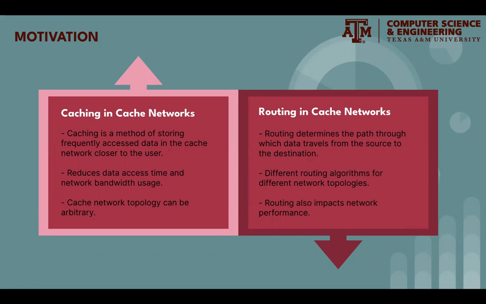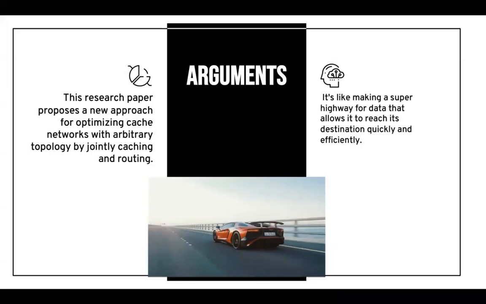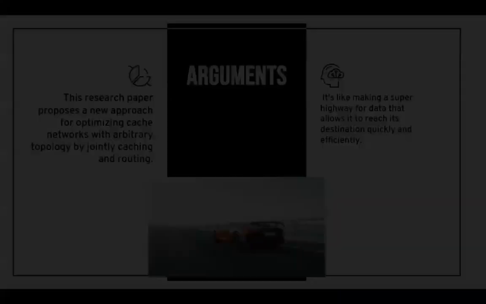There has been plenty of research on optimizing both these technologies to achieve our goals, but I would like to propose an interesting direction: why don't we consider combining both these methods and then jointly optimizing them? That's what our research paper focuses on. This research paper proposes a new approach for optimizing cache networks with arbitrary topology by jointly caching and routing. It's like making a superhighway for data that allows it to reach its destination quickly and efficiently.